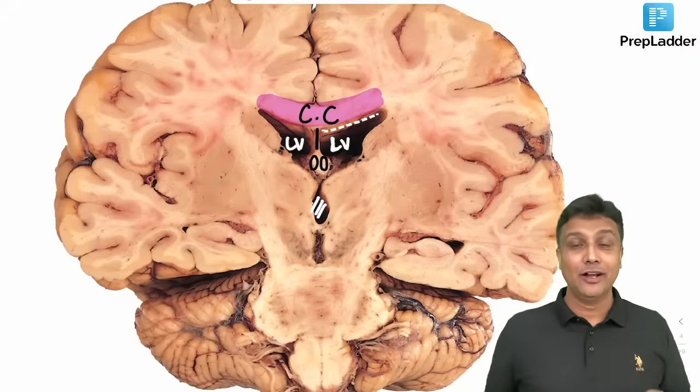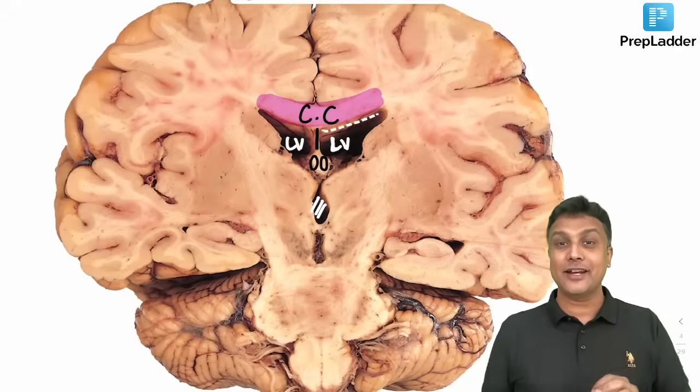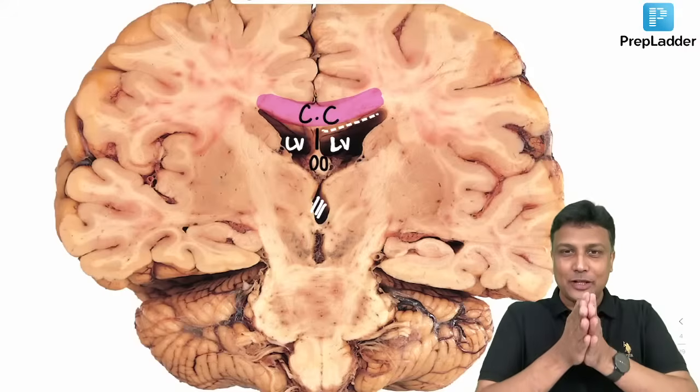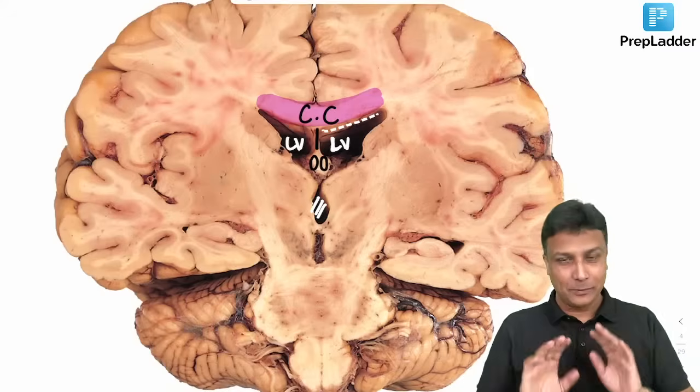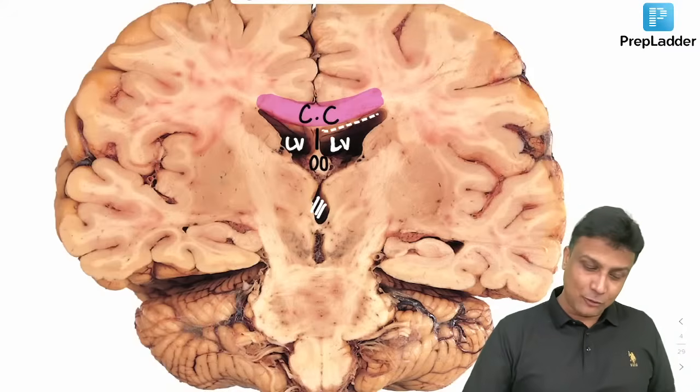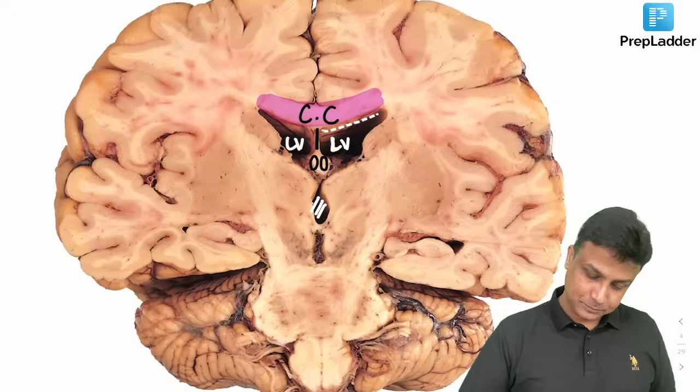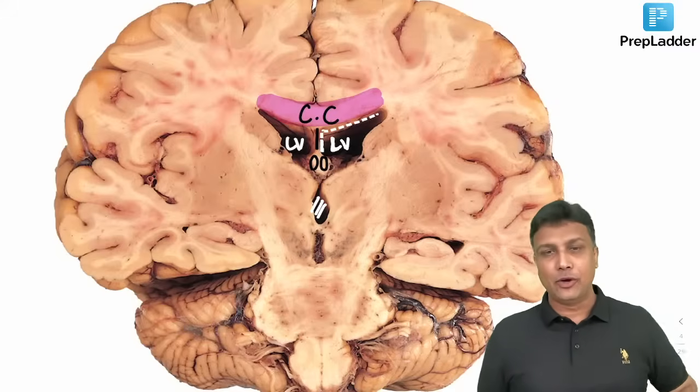Extremely important. You should be able to identify that fornix in every image, my dear friend. Many a times the question has been asked from there. Fine. So in the middle, you have the septum pellucidum, and below that there will be two fornices present. And the septum pellucidum is going to form the medial wall of the lateral ventricle.